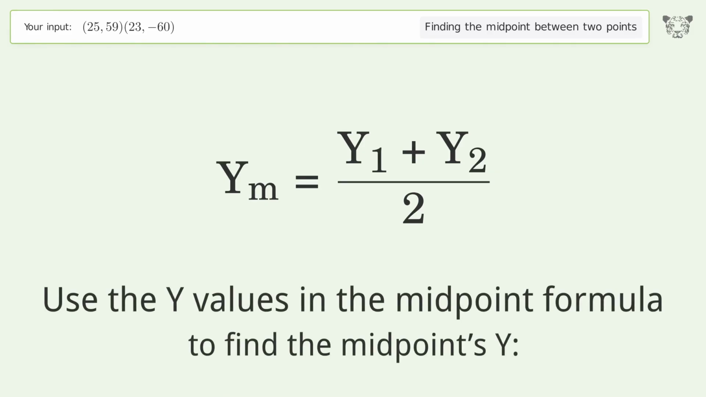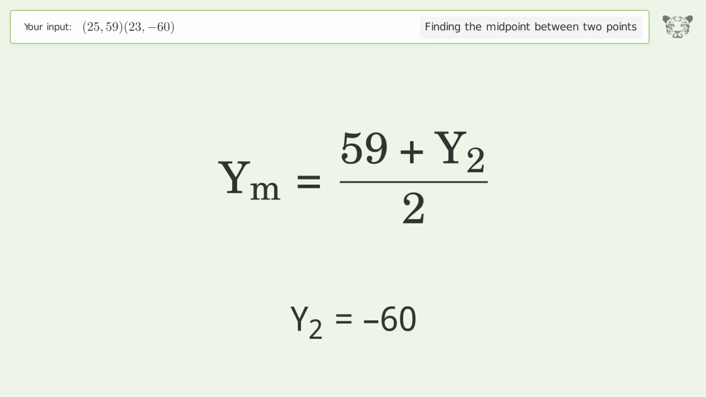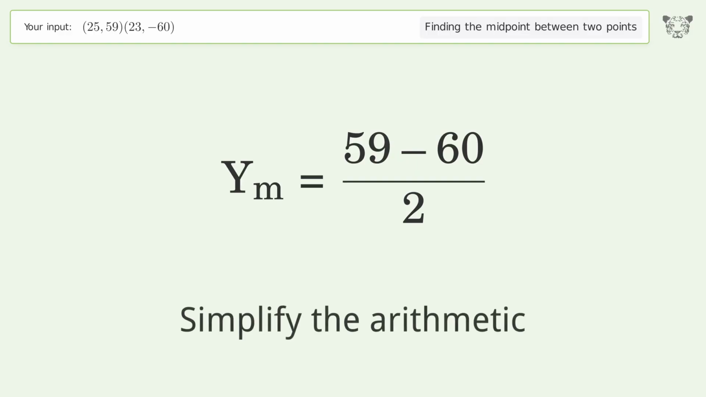Use the y values in the midpoint formula to find the midpoint's y. y1 equals 59. y2 equals negative 60. Simplify the arithmetic.